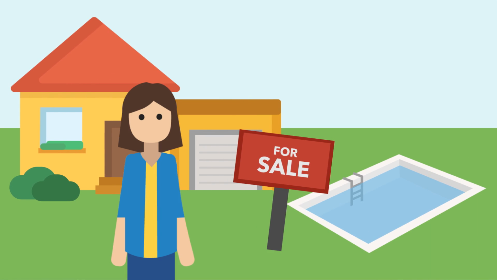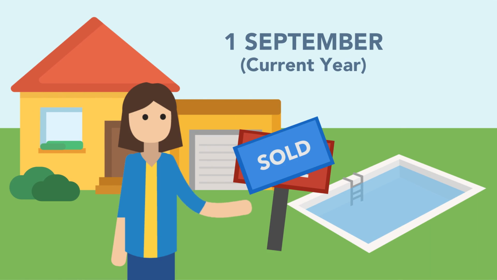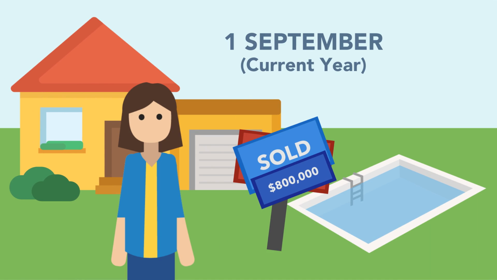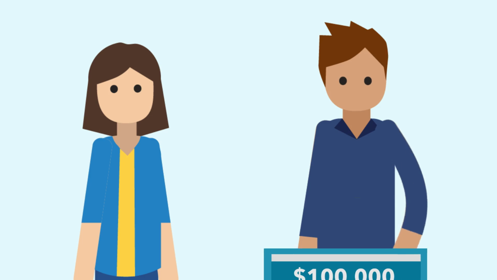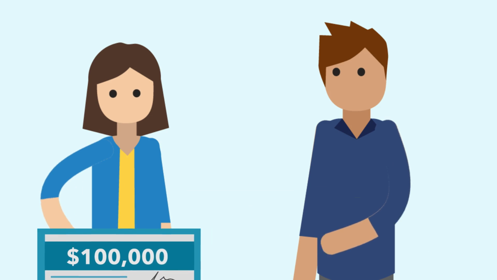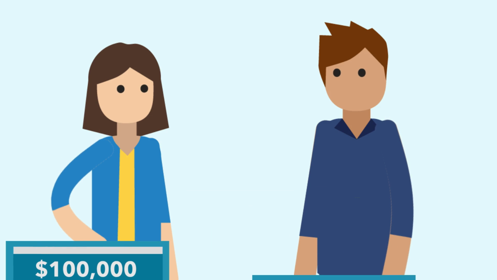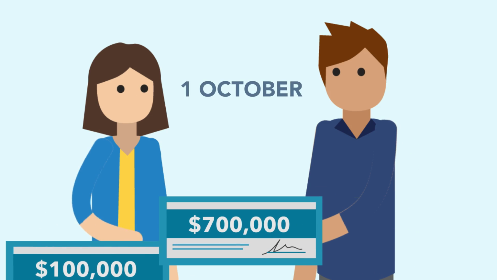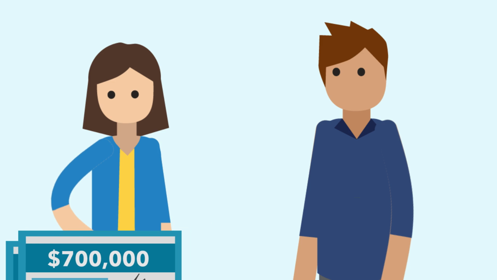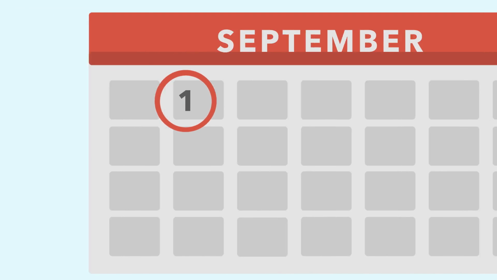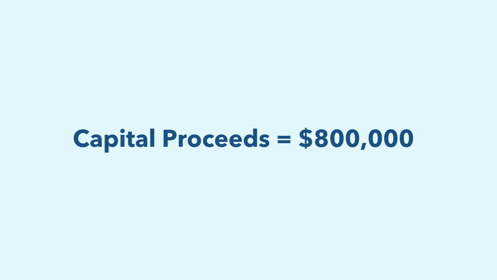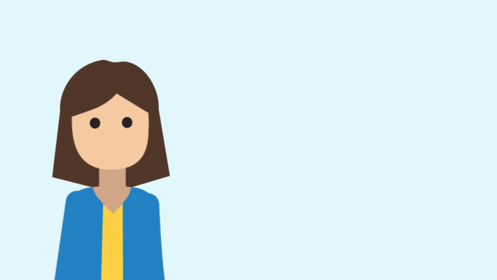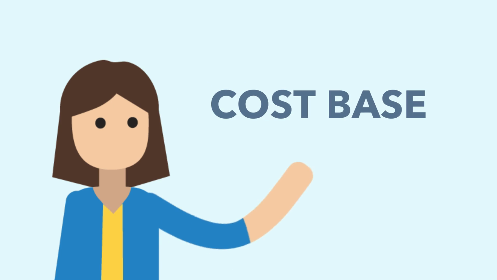Let's pretend that Ms. Smith signed a contract to sell her house on 1 September of the current year for $800,000. She receives a $100,000 deposit. The remaining $700,000 is received on 1 October, when settlement of the house occurs. The CGT event occurs on 1 September, and her capital proceeds will be $800,000. Ms. Smith will then need to calculate her cost base.